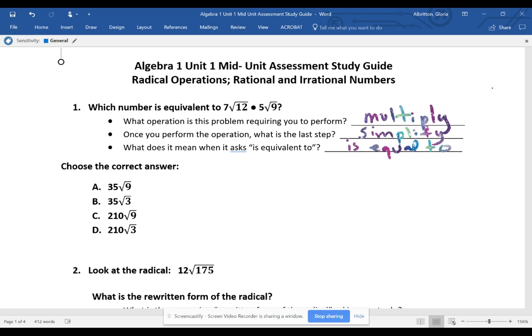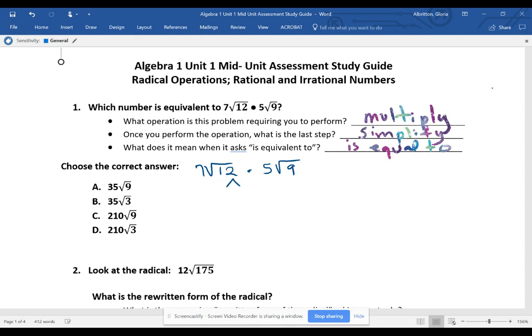So I'm going to do problem number 1 a second time, but this time I'm going to switch up the steps just a little bit. I am going to multiply the coefficients first, but I'm going to simplify the radicands so that I can make the numbers a little bit smaller, because remember, you will not be able to use a calculator. So I'm going to start with the problem 7 radical 12 times 5 radical 9.